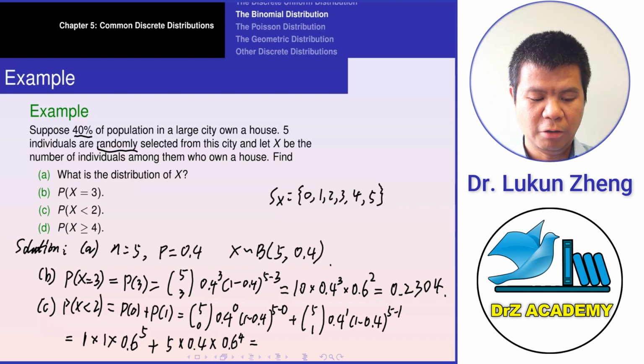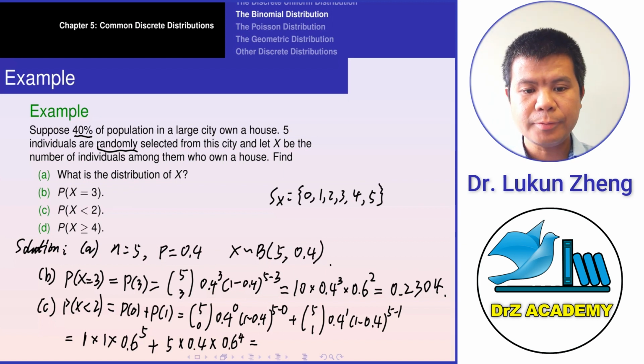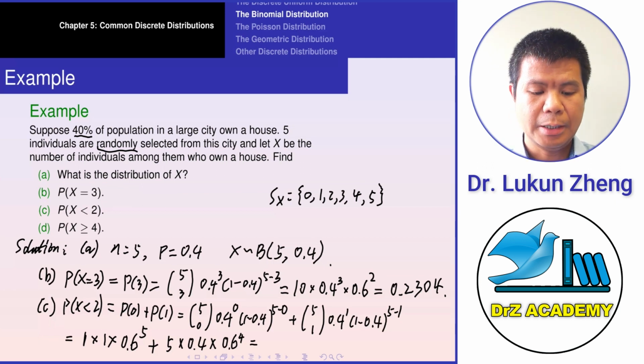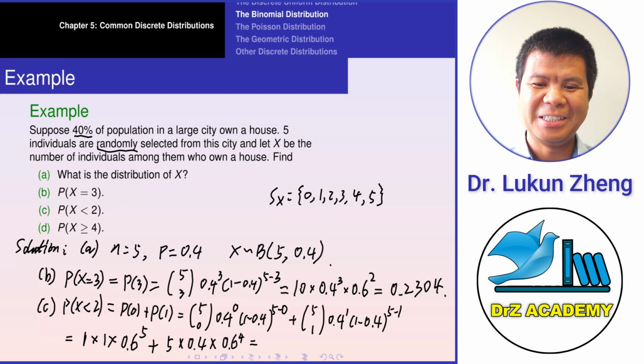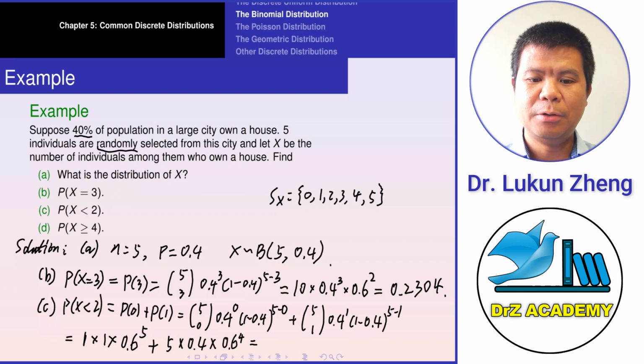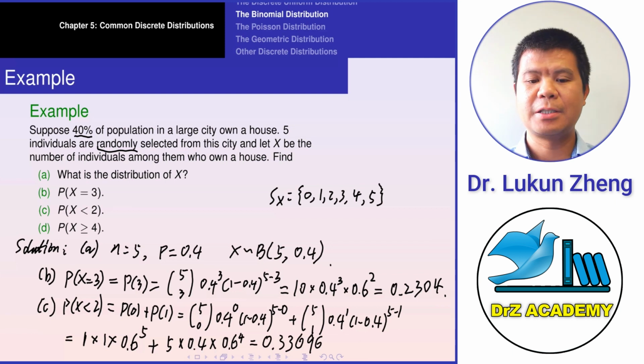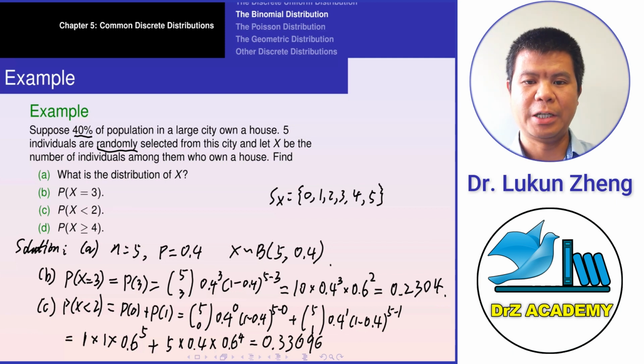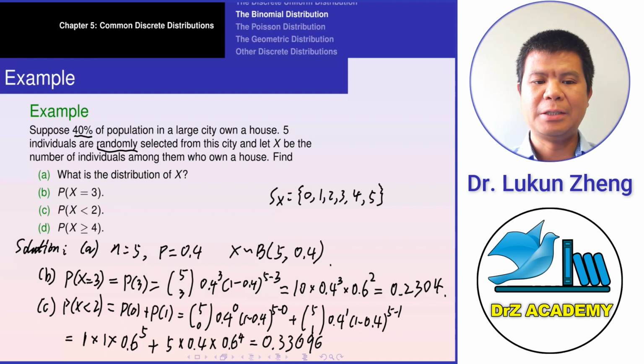0.6 raised to the power 5 plus 5 times 0.4 times 0.6 to the power 4, and this is what I got: 0.33696. Okay, so that's what we got for part C. Now let's see part D.